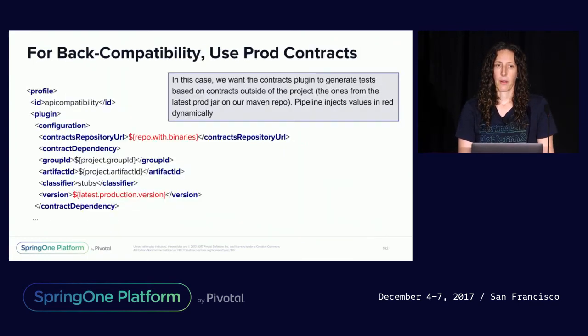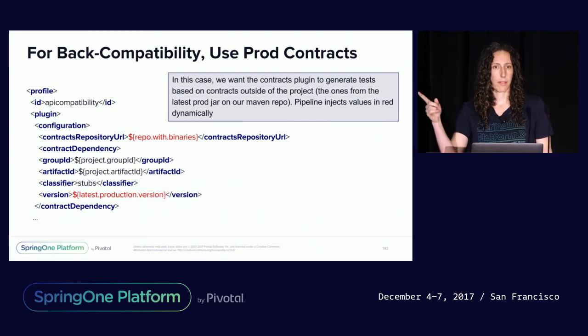For the backwards compatibility, however, we want to use the older contracts to test against the new code, right? Fortune can still use the current contracts to make sure that it's complying with the contract that we just agreed on. But what about the old tests? So in this case, for the API compatibility profile that we add to the POM file in the Fortune service, we want to enable it to go to Maven, look for the latest production jar file, the stub file, bring it down, and run those tests against the new code. So Spring Cloud Pipelines is going to inject the repository address and the latest production version into this to make that possible.